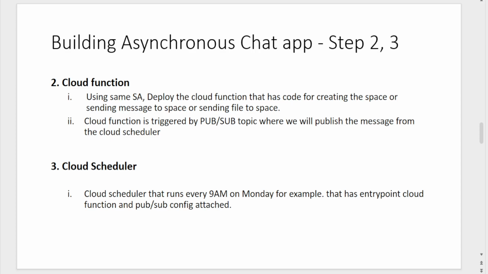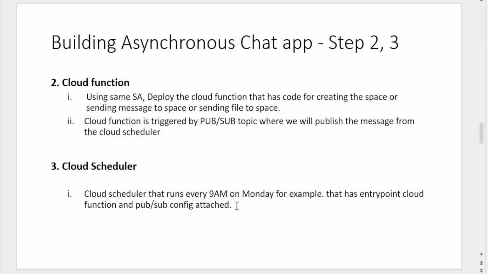Step 3. Cloud Scheduler. A Cloud Scheduler that runs every 9 AM on Monday, for example. That has the Cloud Function entry point and Pub/Sub config attached. Add the same service account to the Google Chat API.